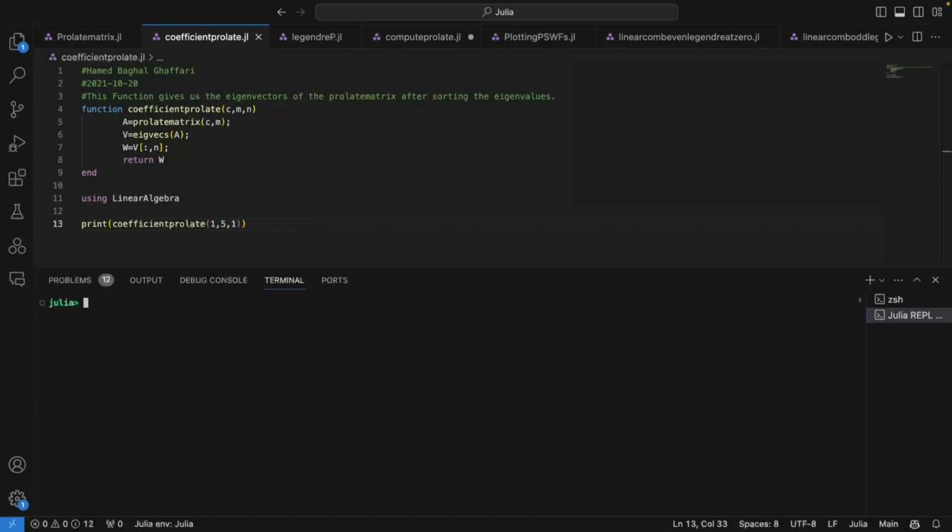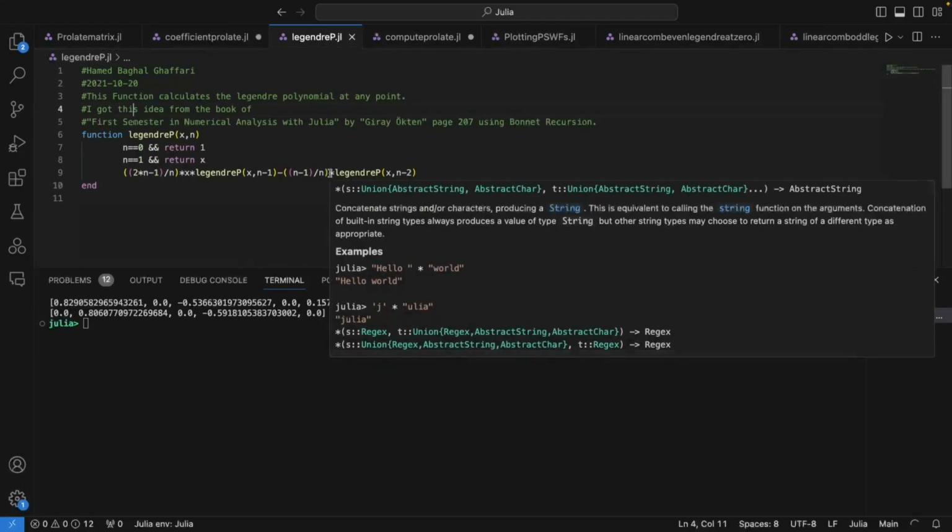By pressing Ctrl L, I was able to clean the terminal of Julia. So let's try this one again. So this will be the first eigenvector, and the second eigenvector will be this one. All right.